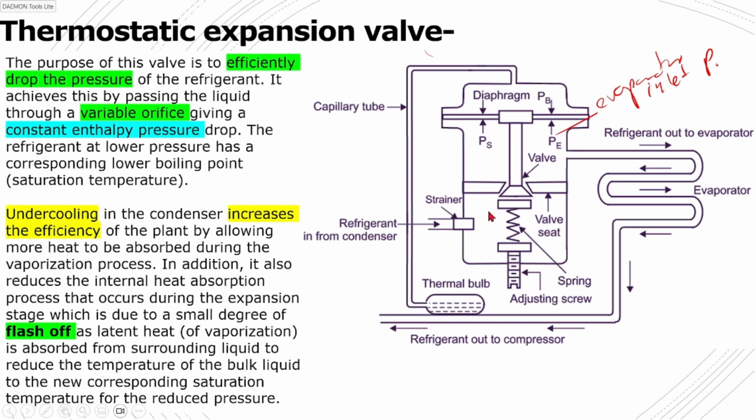And the problem, as I told you in the earlier case, is that the pressure on this side is very high and on this side is low. So from the high pressure region, when the liquid escapes to the low pressure region, there will be some flash-off. That is loss of refrigerating effect. To avoid that, undercooling needs to be done just prior to entering the expansion valve. This is achieved by a heat exchanger or economizer, which is placed between the condenser and the expansion valve.